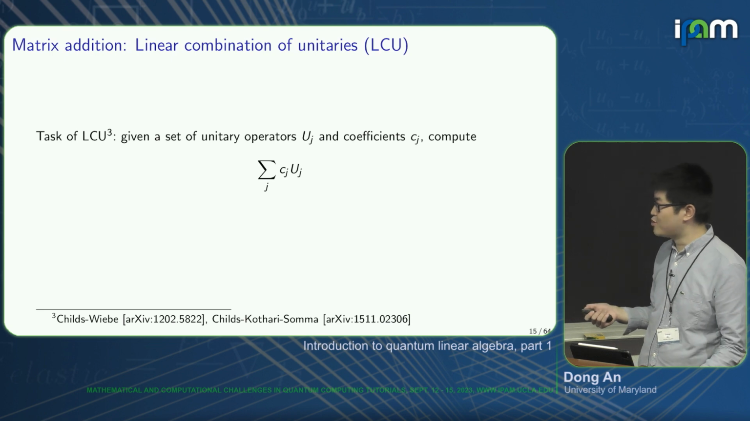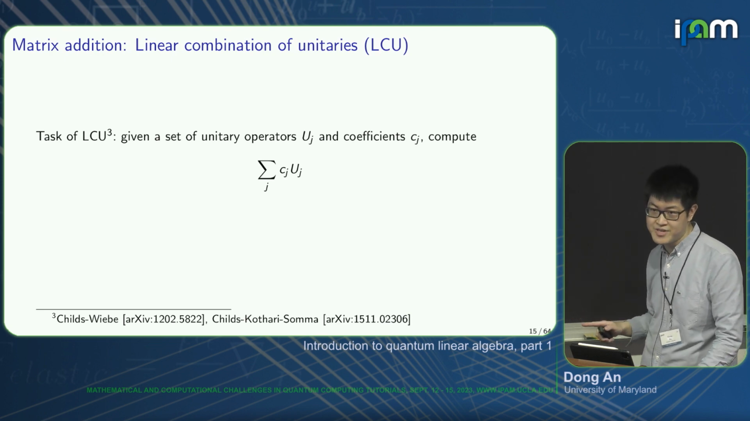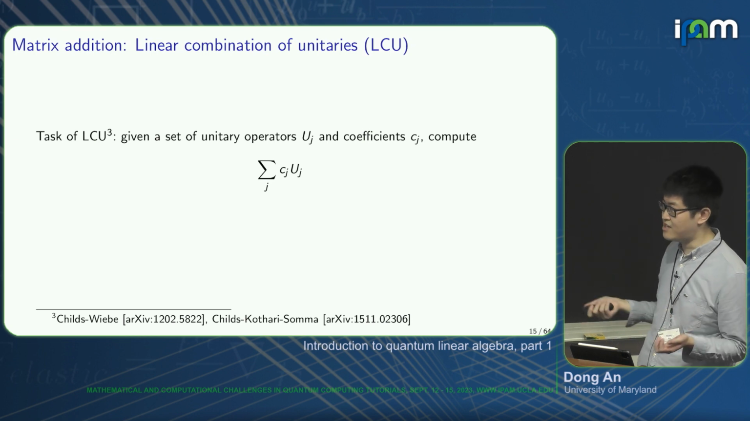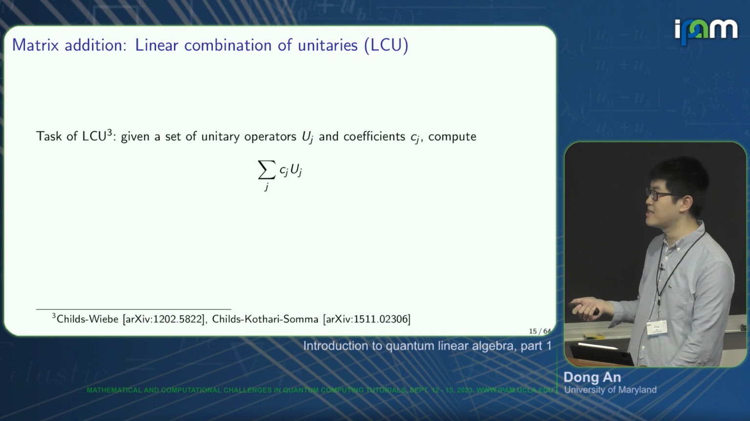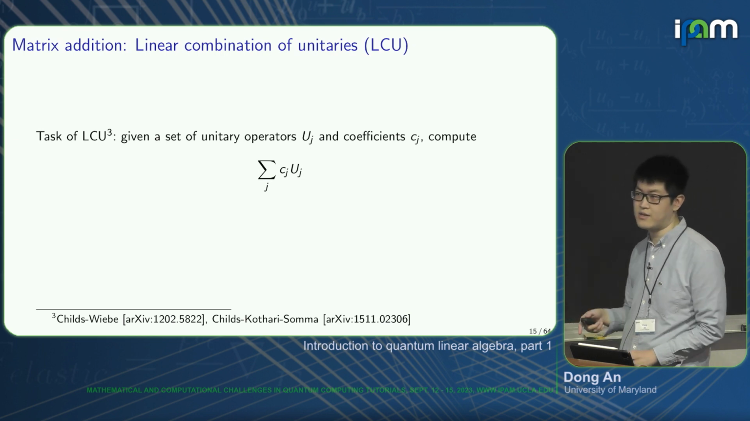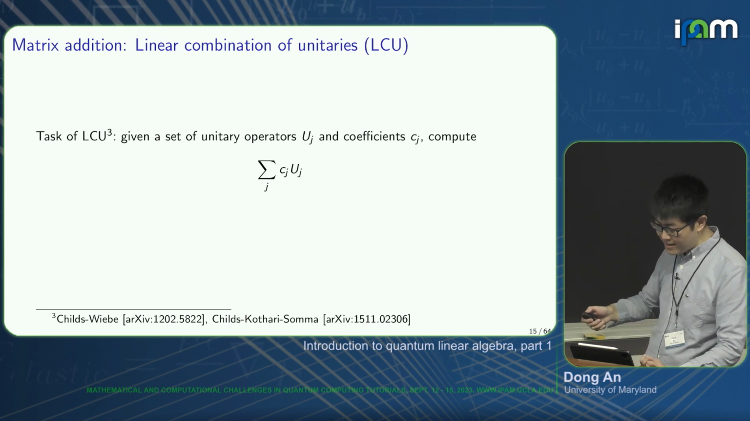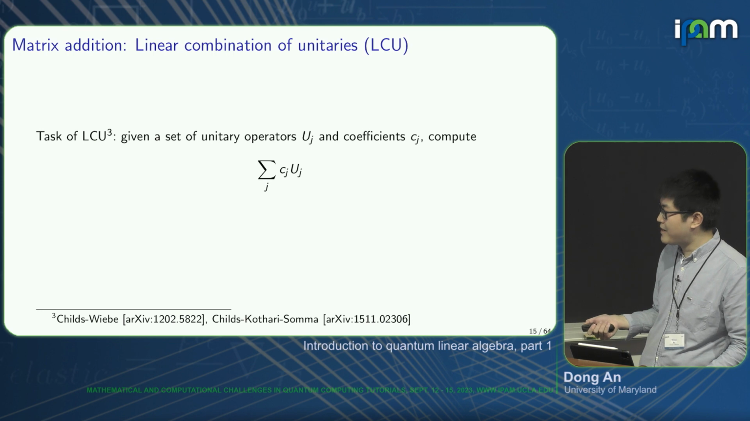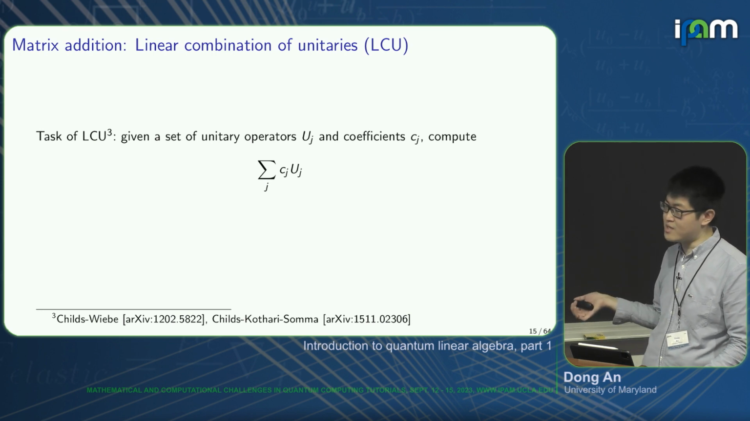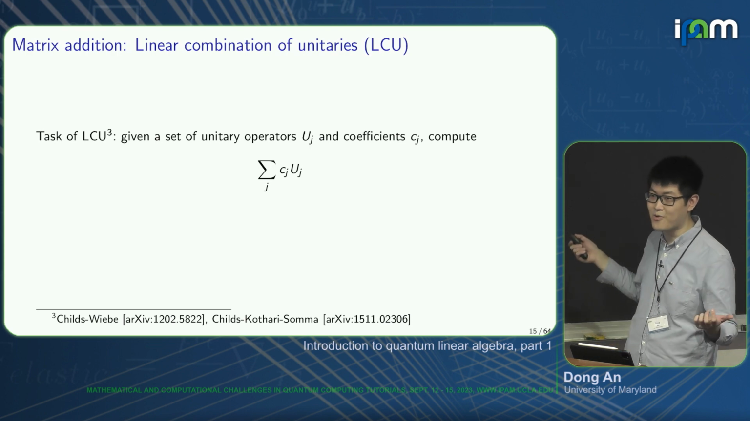The first thing to note is that this linear combination of unitaries is not necessarily unitary. It can be a general matrix. That is why we want to construct a block encoding of this matrix instead of just a quantum circuit for it. The linear combination of unitaries was first proposed in a paper by Childs and Wiebe on Hamiltonian simulation, and it has also been applied to many other quantum algorithms.